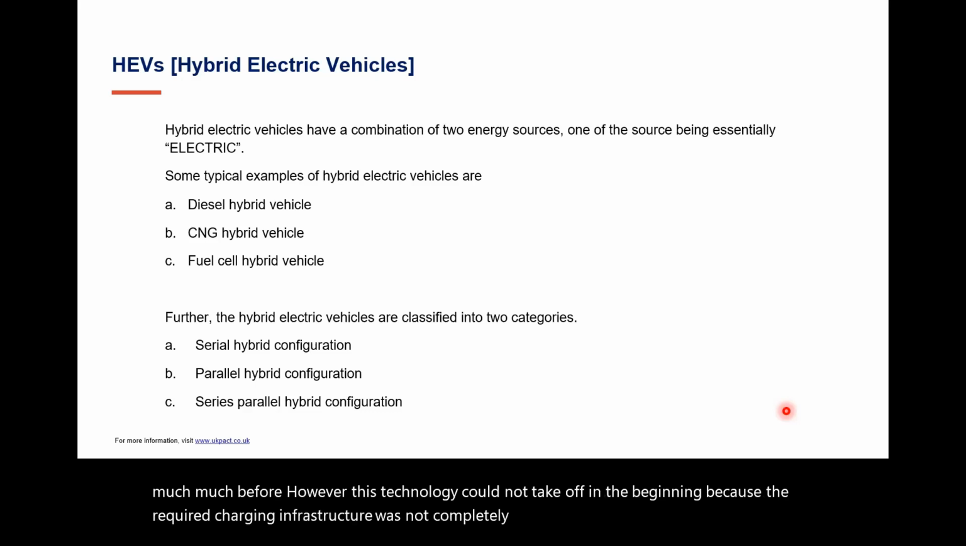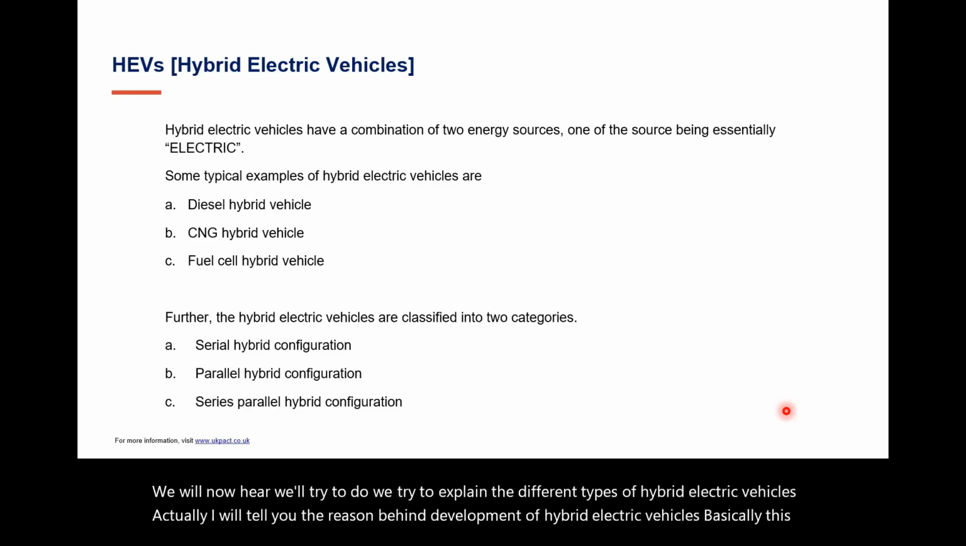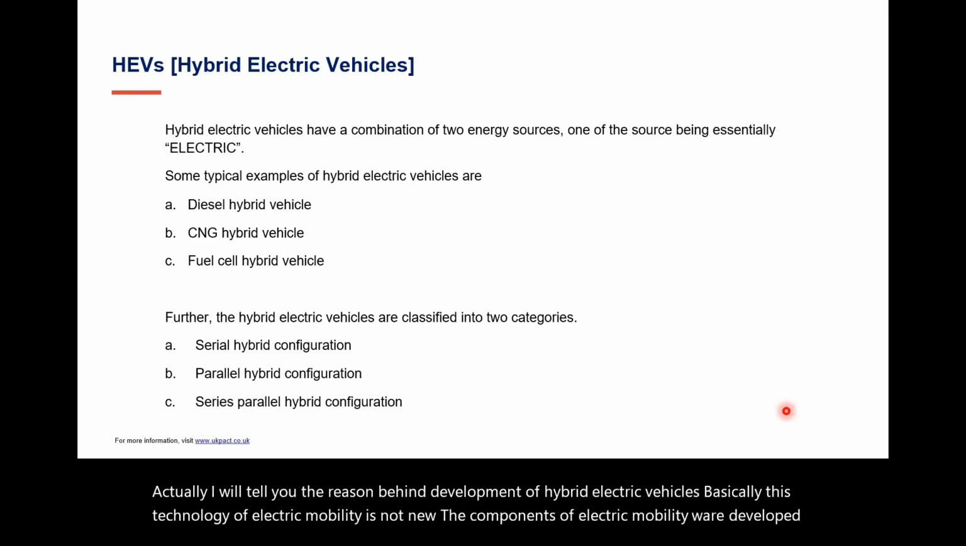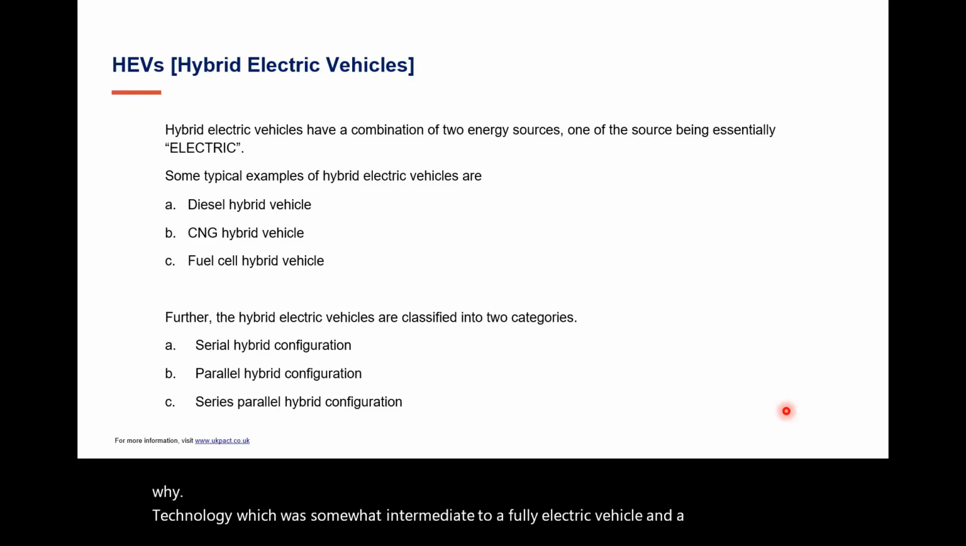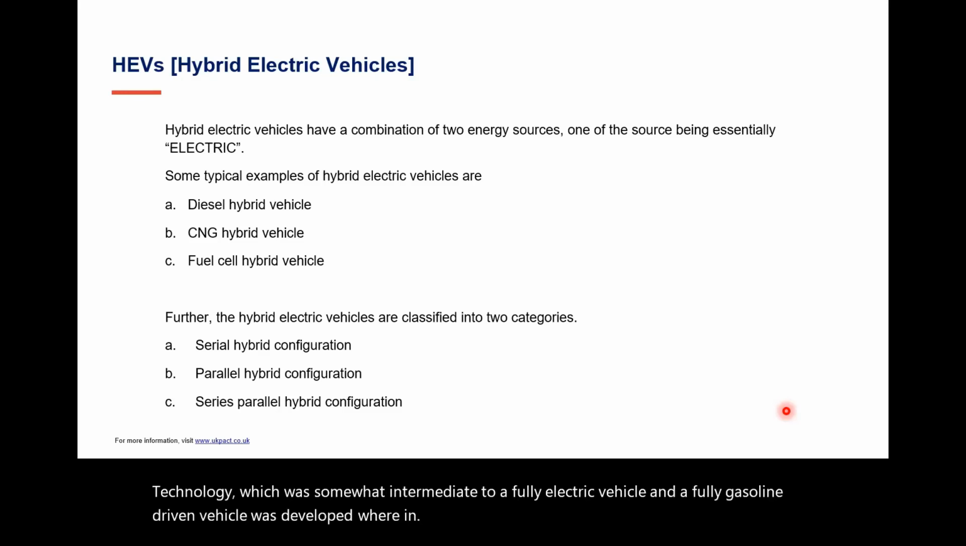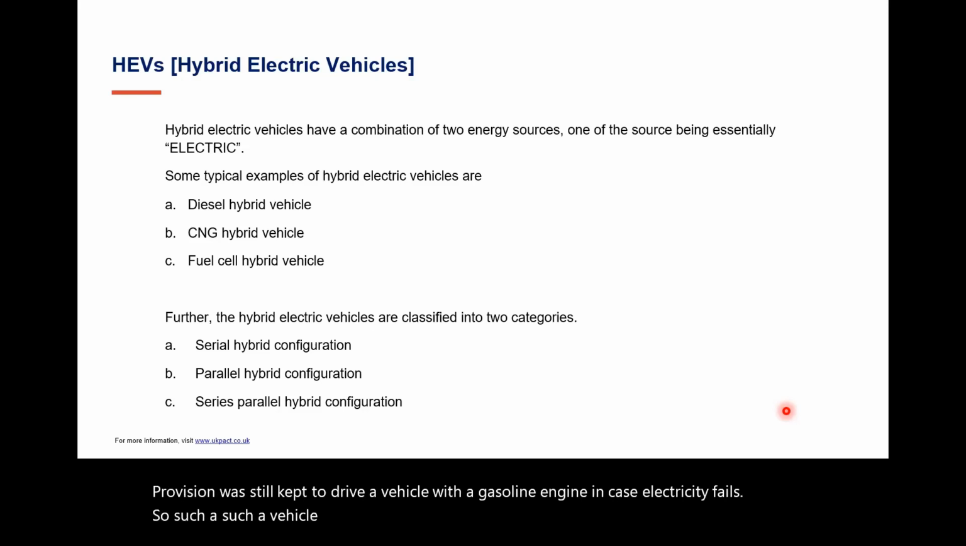So that is why a technology which was somewhat intermediate to a fully electric vehicle and a fully gasoline driven vehicle was developed, wherein a provision was still kept to drive a vehicle with a gasoline engine in case electricity fails. So such a vehicle which has a combination of two sources was termed a hybrid electric vehicle.